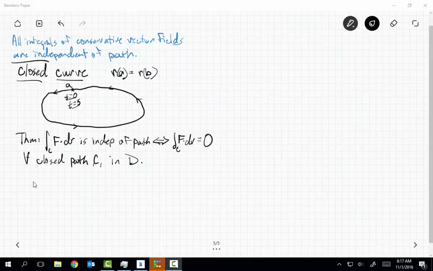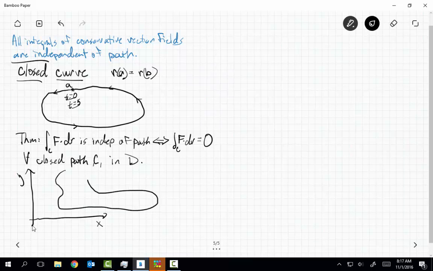Okay, now I've got a little bit more vocab to give to you. This has to do with openness in D. So we've got closed curves, but we've got openness in D. Let's talk about what that says for a sec. Let's say this is D. We know that D typically refers to the domain, right? Now, I've got a path. Let's make a path in here. I've got some path C.